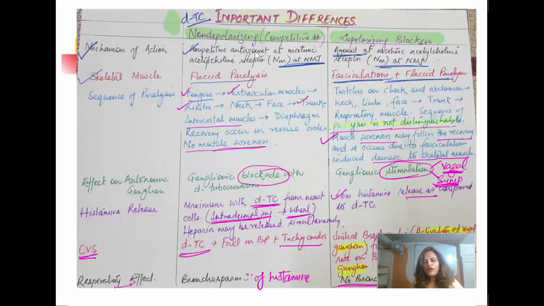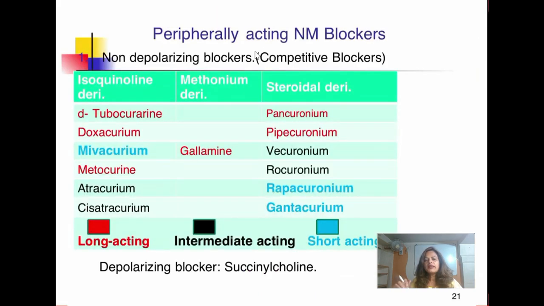There is another way of classifying this, like the chemical classification, especially of the non-depolarizing blockers. If you notice, what is the chemical classification of non-depolarizing blockers? We have isoquinoline derivative. There are three: isoquinoline, methionine, and steroidal derivative. These are the three which we classify chemically.